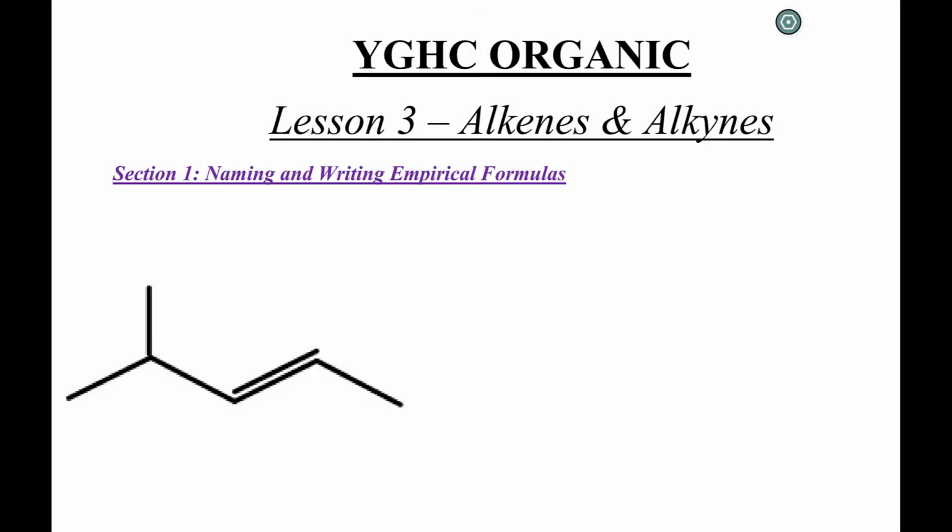In today's lesson, we're going to continue our work with organic compounds, focusing on alkenes and alkynes. We are going to look at naming and writing their formulas, drawing them, isomers, properties, as well as reactions at a very basic level. From our first lesson, you should remember that alkenes will have a carbon-carbon double bond and alkynes will have a carbon-carbon triple bond. So let's start with some naming.